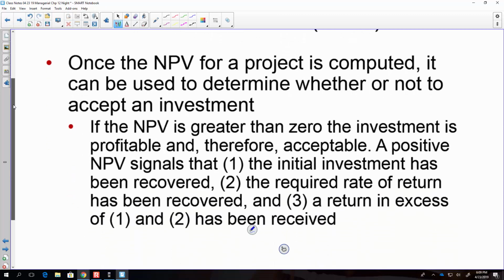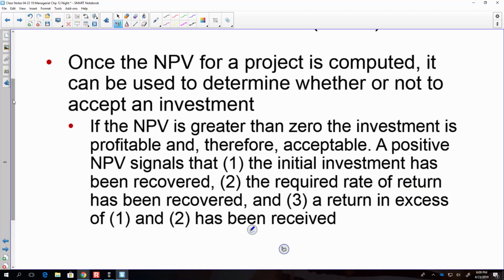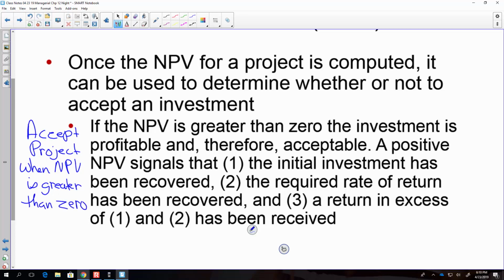If the net present value is greater than 0, we would accept the project. And obviously, if it's less than 0, we would reject the project. But I do want to point this out. This is on page 653.